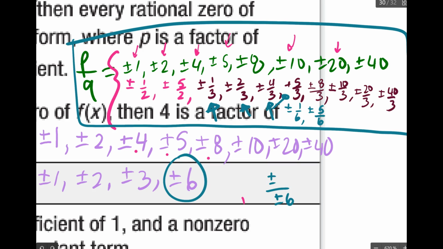Okay, how about 20 over 6? That is the same thing as 10 over 3, so I have that right there. And plus or minus 40 over 3, because I divide the top by 2 and the bottom by 2. I already have 20 over 3. Okay, so that's it. Those are all of my roots.